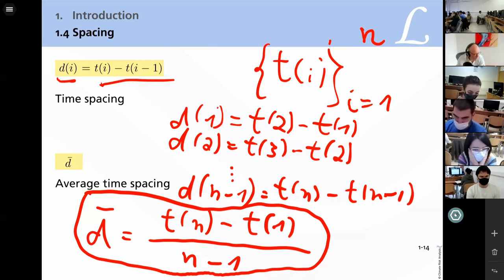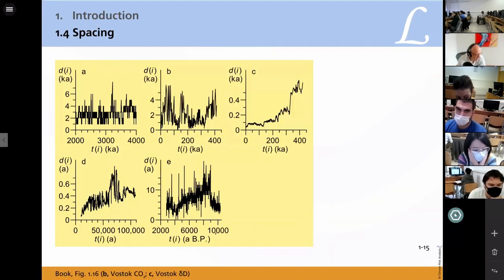Now let us look at the time spacing and how it depends on time, how it has changed for the paleoclimate data. This is figure 116 from the book. Again, this is Vostok CO2. We see time runs, this is age, from zero to the past 420,000 years. The spacing between two consecutive CO2 values is not constant, it varied. It varied between roughly maybe 5,000 years, maybe close to 6,000 years, and here maybe a few years, a few decades.